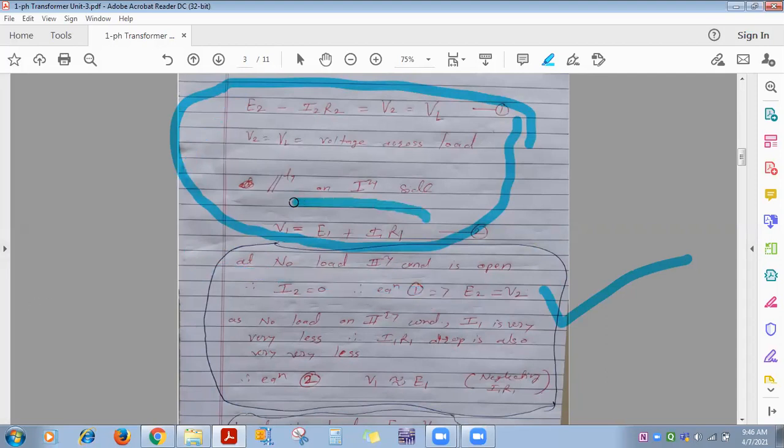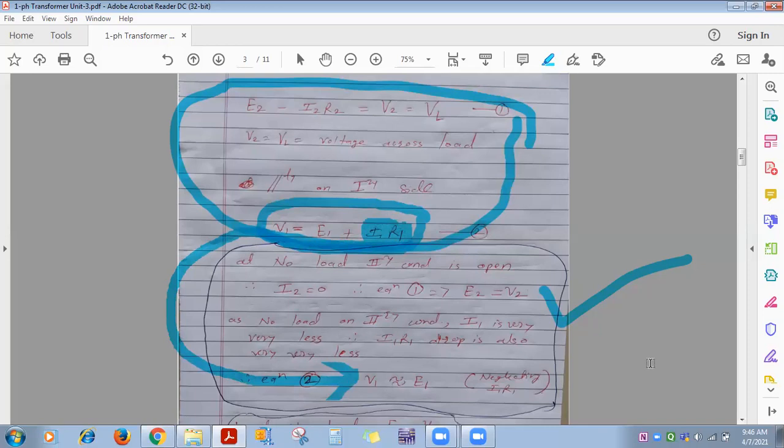See, under the loaded condition, this is the equation we got: V1 equals E1 plus I1 R1. At no load, I1 is minimum and R1, the copper resistance, is also very small. That's why at no load the I1 R1 drop will be very, very small. You can neglect it, and that's why I can modify this equation at no load: V1 equals E1. Got the things under the loaded condition and at no load?